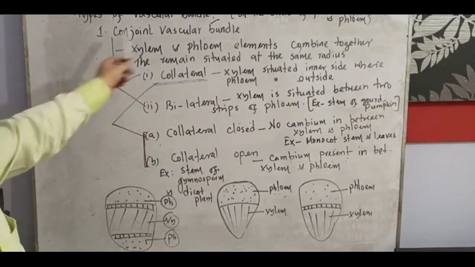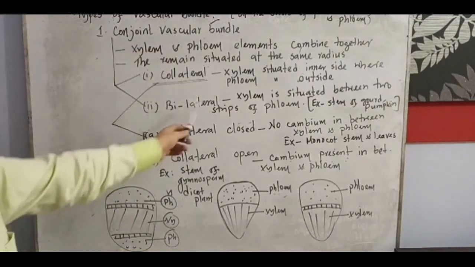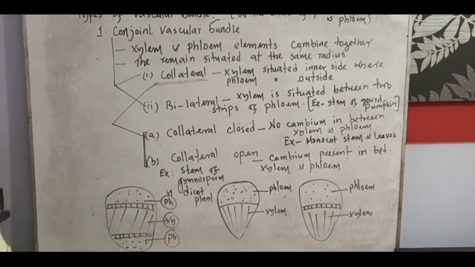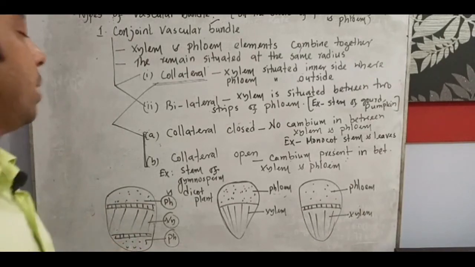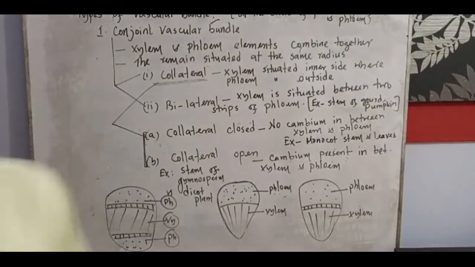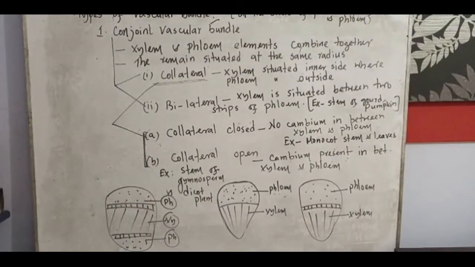Bilateral also means the conjoined type. Two types, collateral and bilateral. In bilateral, xylem is in between two strips of phloem. Phloem will be there, and in between them the xylem is there. So that is the bilateral. An example is the stem of gourd and pumpkin. I hope you understand these topics on the basis of that.